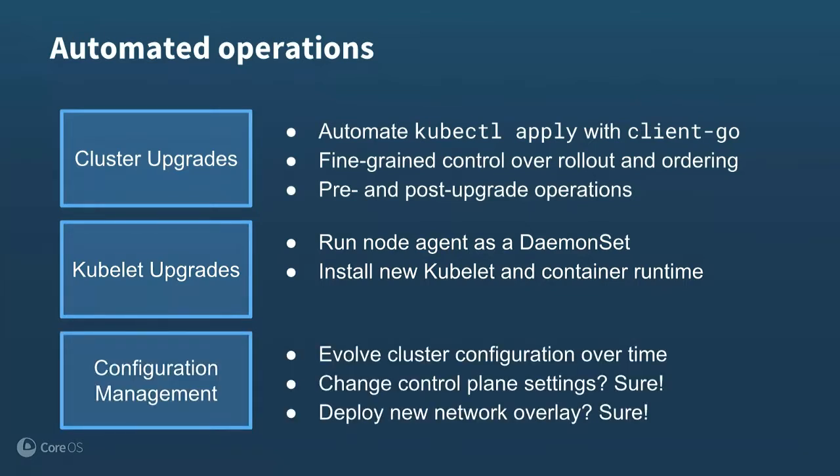And then configuration management. Clusters are dynamic, things change over time. Kubernetes releases new features and we want to be able to turn these on. So some things we like to do are change our control plane to match changes in our environment, enable new features that come out in newer versions of Kubernetes, change our network settings, or, if we're using a network overlay, enable new policies or upgrade it. These are all things we can do very easily because they're just native Kubernetes components. And these are all things that Tectonic does right now.